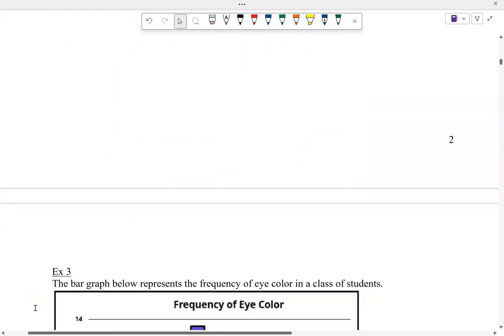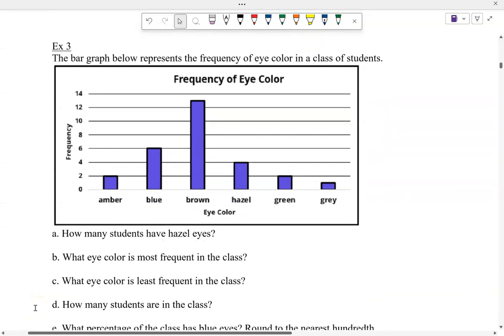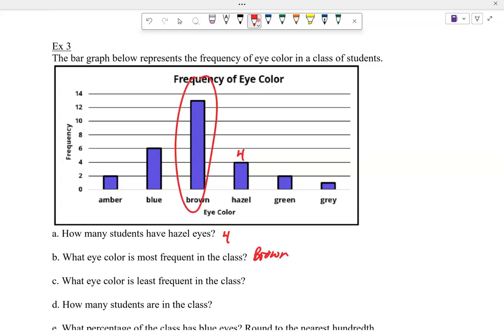Now let's go ahead and see if we can read a bar graph. The bar graph below represents the frequency of eye color in a class of students. So how many students have hazel eyes? It looks like hazel hits right there at 4, right? So we got 4 of them with hazel eyes. What color is the most frequent? Well, what's the highest one there? It looks like it's brown. Right? Brown's the most frequent. Least frequent looks like it's gray. Looks like there's one with gray.